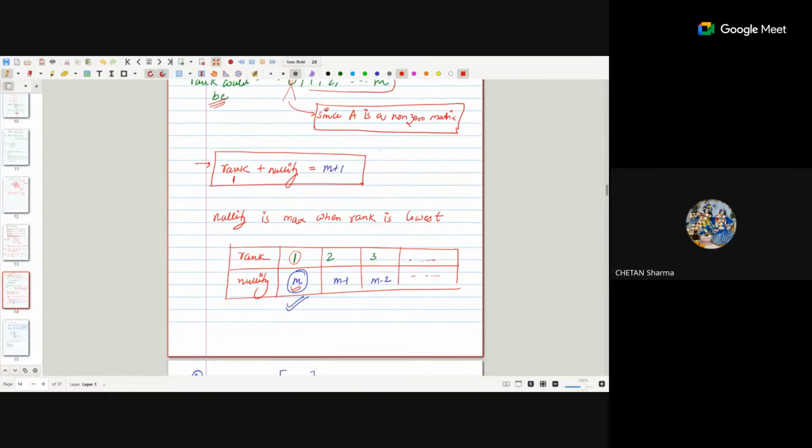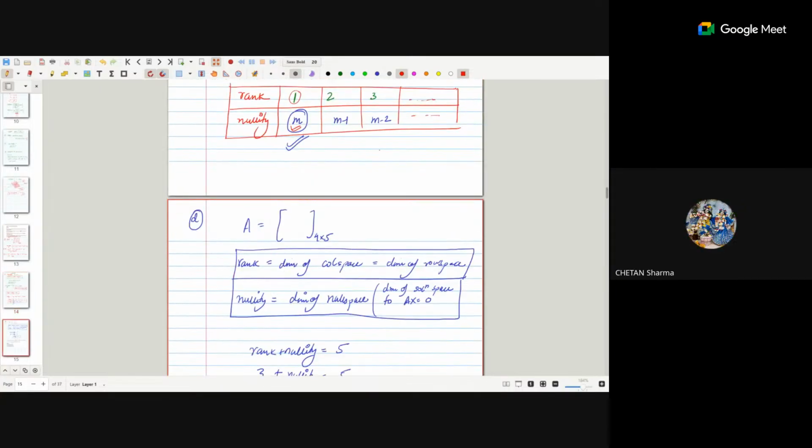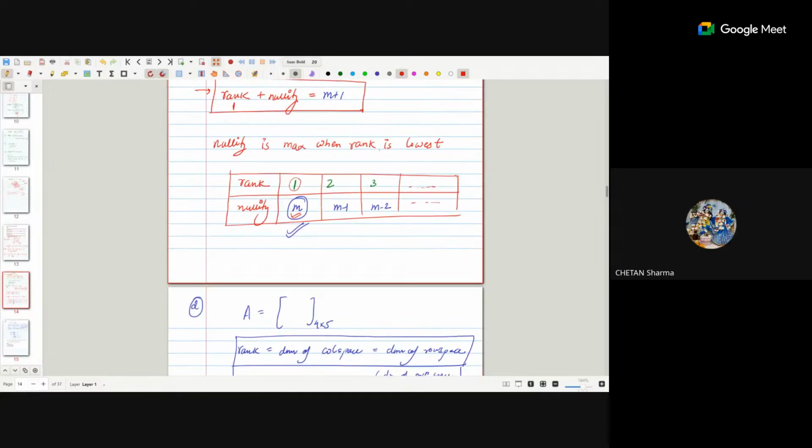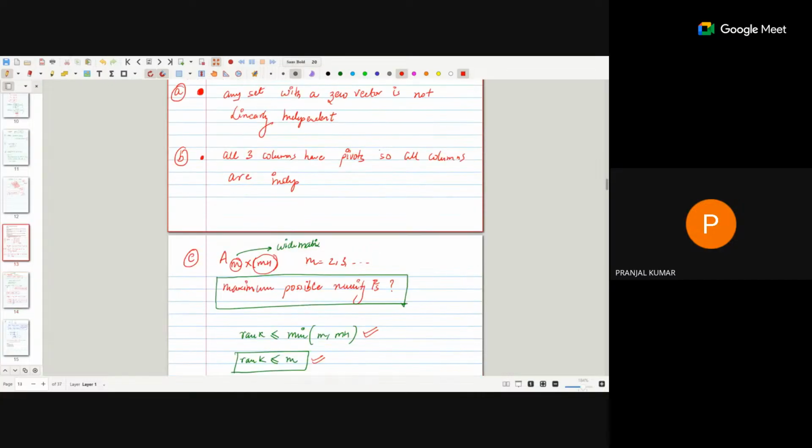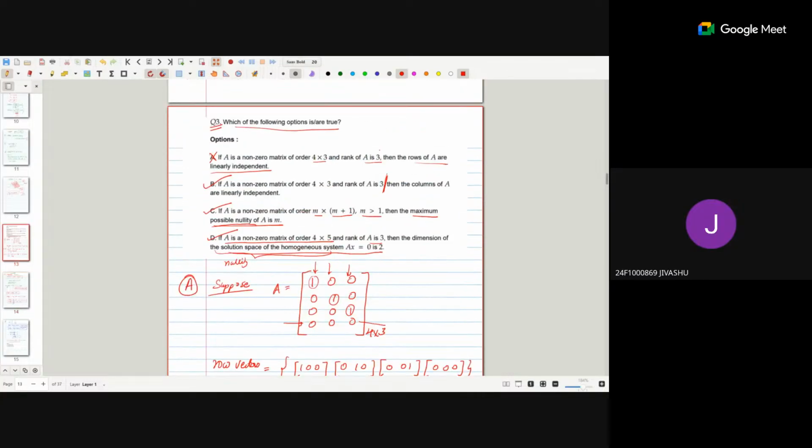Yes, sir. Sir, please repeat the last point once more and explain option B. Option B, option D also. So see, they have given you the order of the matrix 4 cross 5. No, sir, option B.